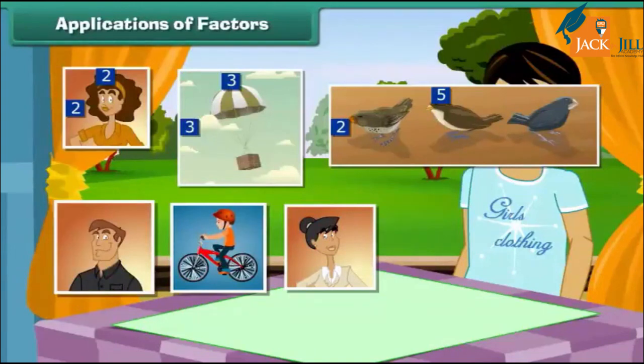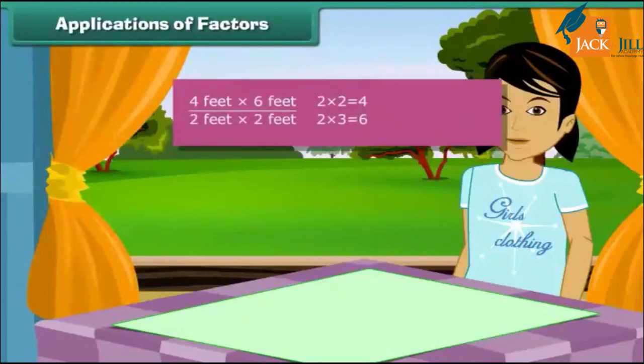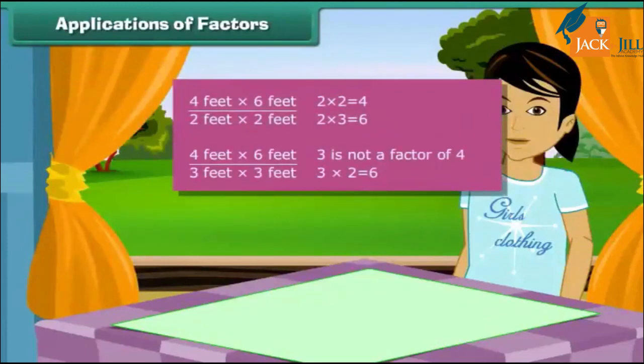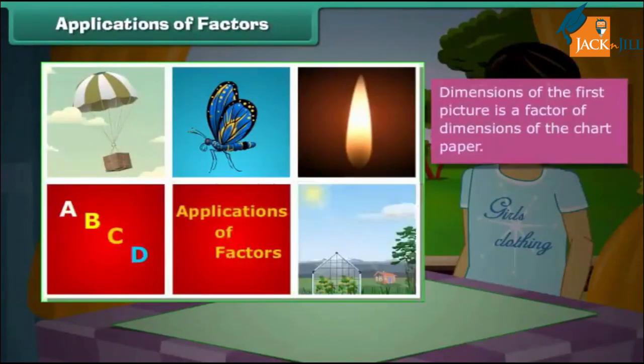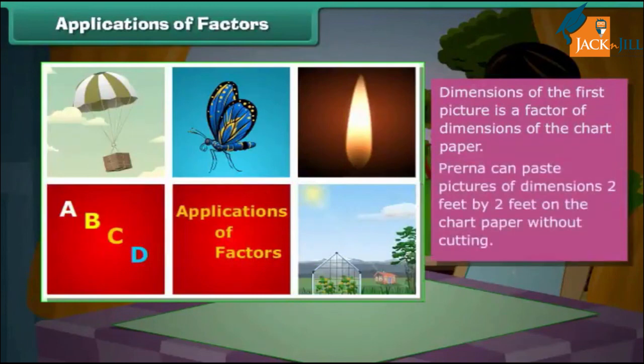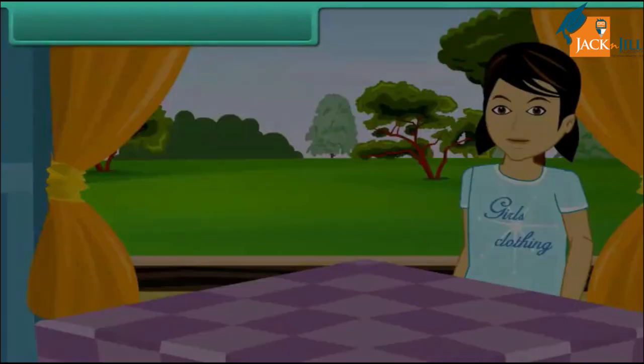Let us check if the dimensions of the pictures are factors of the dimensions of the chart paper. Dimensions of the first picture is a factor of dimensions of the chart paper. Therefore, Prerna can paste pictures of dimensions 2 feet by 2 feet on the chart paper without cutting. Summary.